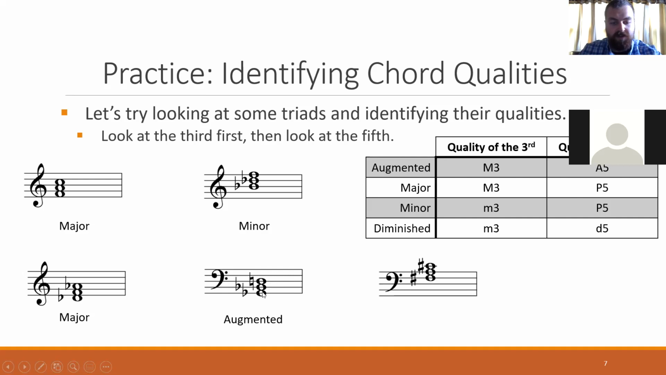If you look, you have a major third between G flat and B flat, and an augmented fifth between G flat and D natural. If it were a D flat, that would be a perfect fifth, but it's not. It's an augmented chord. So very nice job.